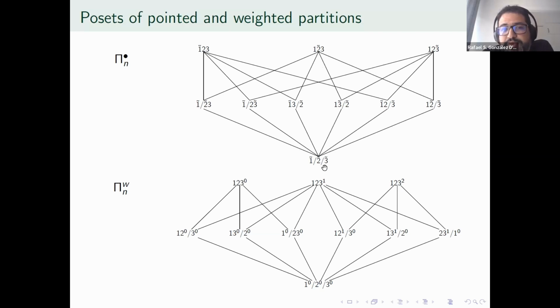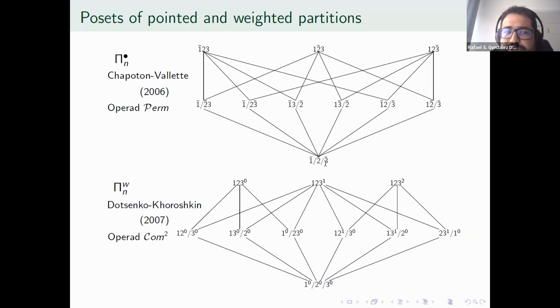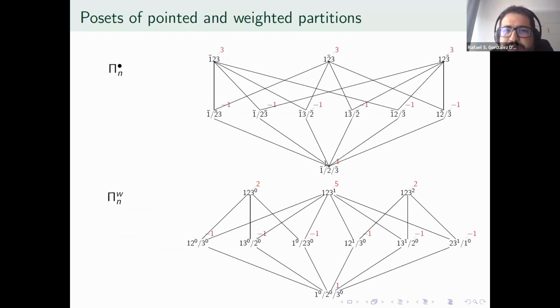These two posets are non-isomorphic, but they have a very strange property. I forgot to mention that they come from the theory of operads. In particular, the first poset was studied by Chapoton and Vallette, associated to the operad Perm of permutative algebras. And the second poset was defined by Dotsenko and Khoroshkin, associated to the operad ComTrias, the totally commutative algebras with 2 operations. So let's play the game of the Möbius numbers.